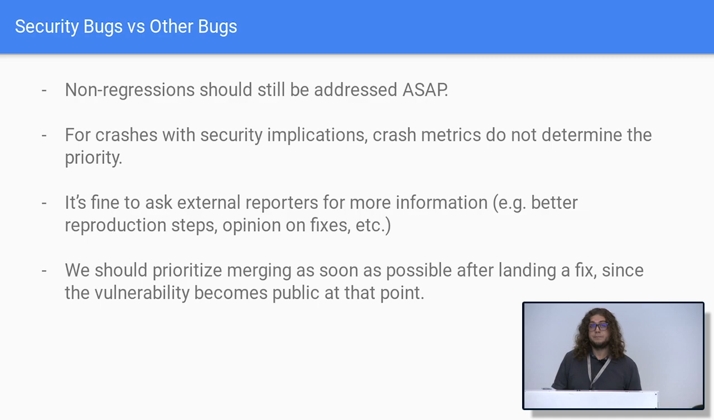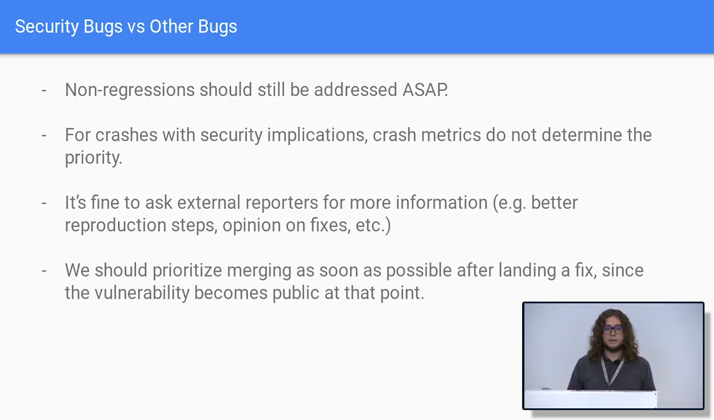For a similar reason, with crash bugs that are not a security issue, if you look at the crash metrics and the crash is not happening very often in the wild, it's fine to say, well, this doesn't happen very often. We can work on higher priority stuff or on crashes that happen more often. With security bugs, that's not the case, because even if a crash is not being hit in the wild often, an attacker can craft HTML or JavaScript that causes it to happen and then exploits that. So we also want to address those as soon as possible, even if they're not being hit much.